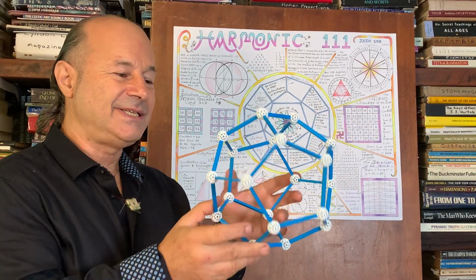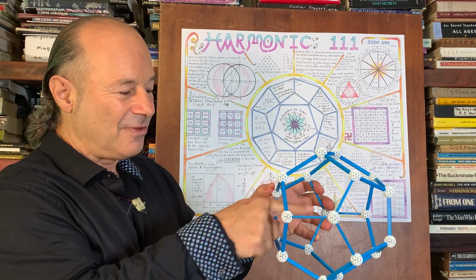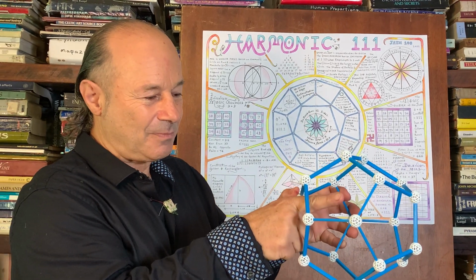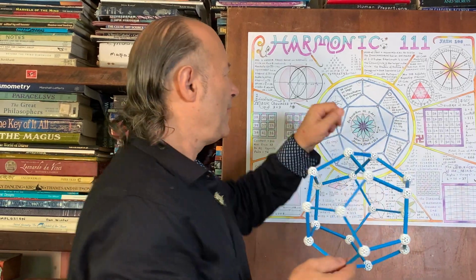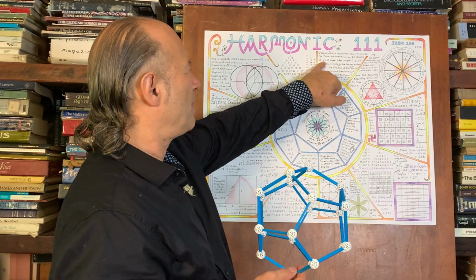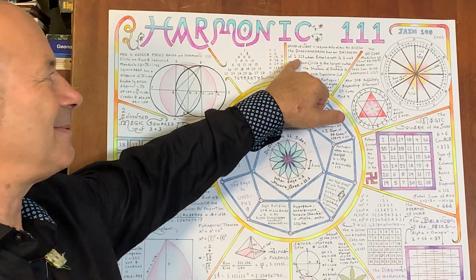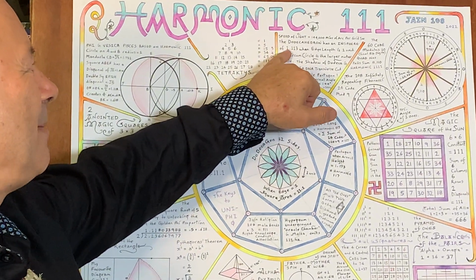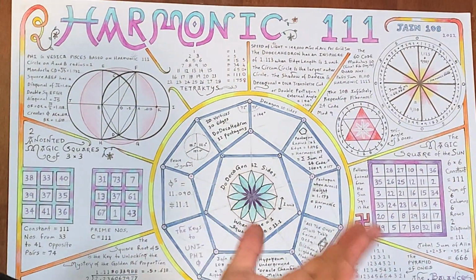So the in sphere has a special wavelength. So if the edge is 1, the radius from the center to that point in the middle of the pentagon is 1.11. So I've written that over here. So it's actually the in sphere radius is 1.113. But in harmonics, we're allowed to move the decimal. So 1.113 becomes 111.3. And if we round it off, it's just 111.